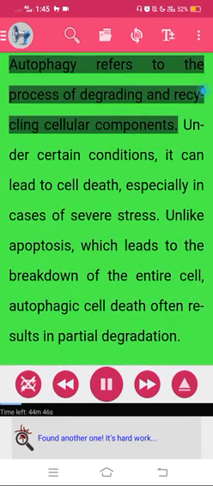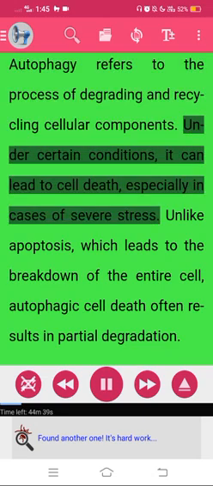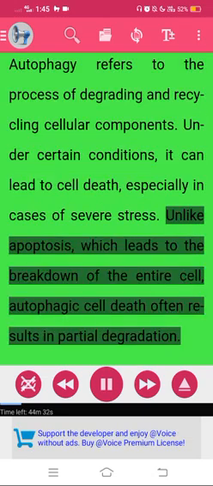Autophagic cell death. Autophagy refers to the process of degrading and recycling cellular components. Under certain conditions, it can lead to cell death, especially in cases of severe stress. Unlike apoptosis, which leads to the breakdown of the entire cell, autophagic cell death often results in partial degradation.